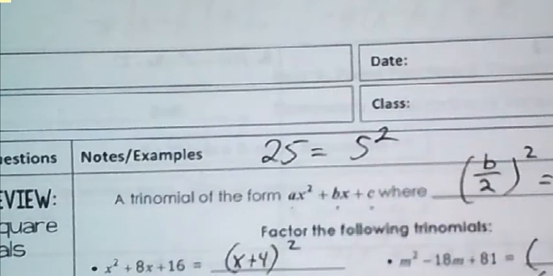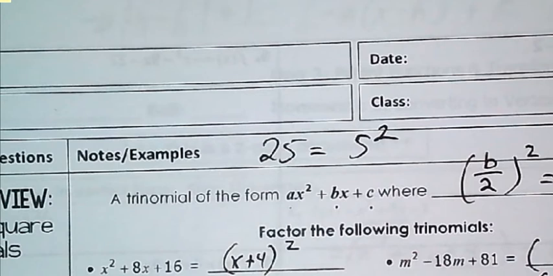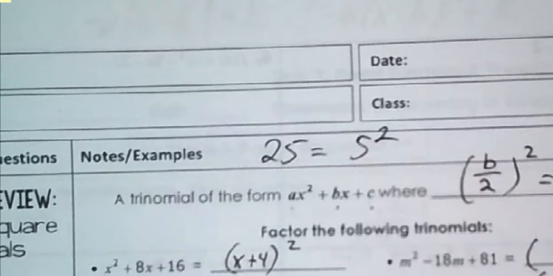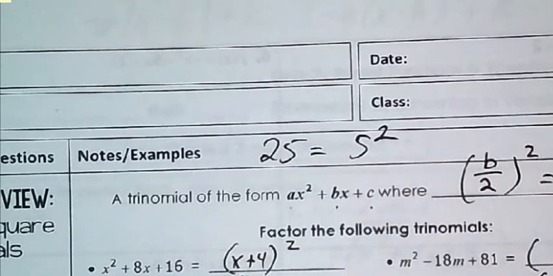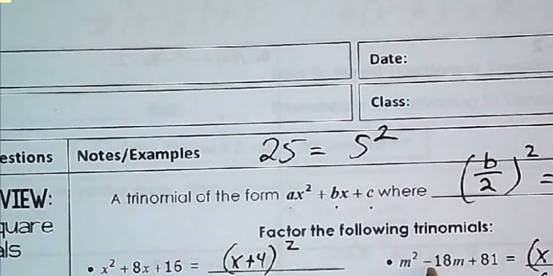Now, where do you think the 4 came from? 16. Square root of 16 is 4. All right? It's also half of 8. Half of 8 is 4. All right? So this one's going to be not x plus 9, x minus 9. Okay? Yep, the sign comes from the middle.